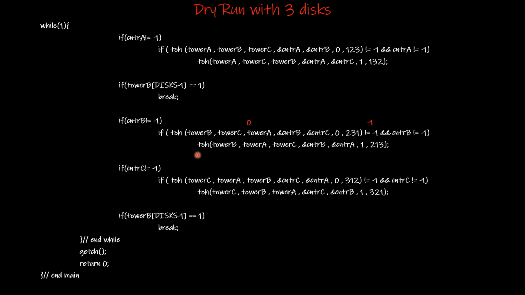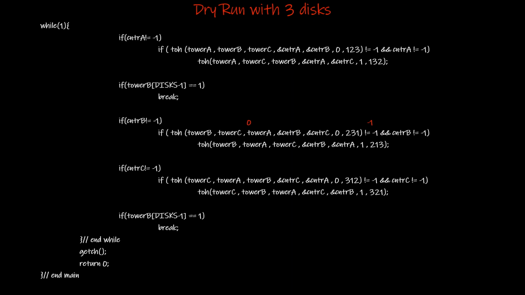Because B does not have a value, you cannot transfer a value or a disk from tower B, and therefore this function should not be called. Okay, and therefore we'll be coming to this particular statement. So control comes here. Is C not equal to -1? That means that we are asking whether C has a disk or not. It has, and therefore condition is true, and therefore we come to this statement. So this is executed, right? The call is made with source tower as C and destination tower as A.